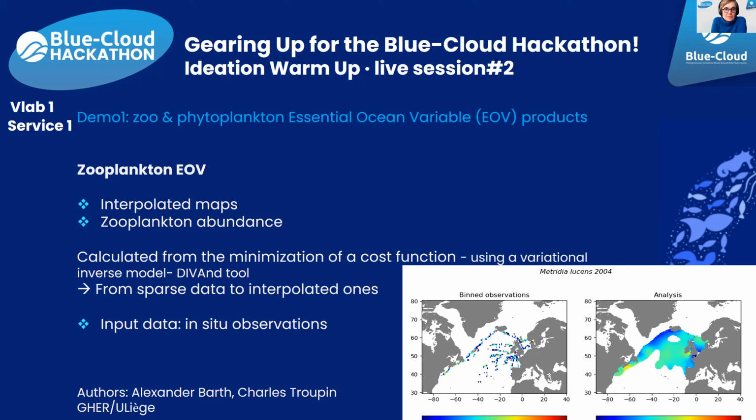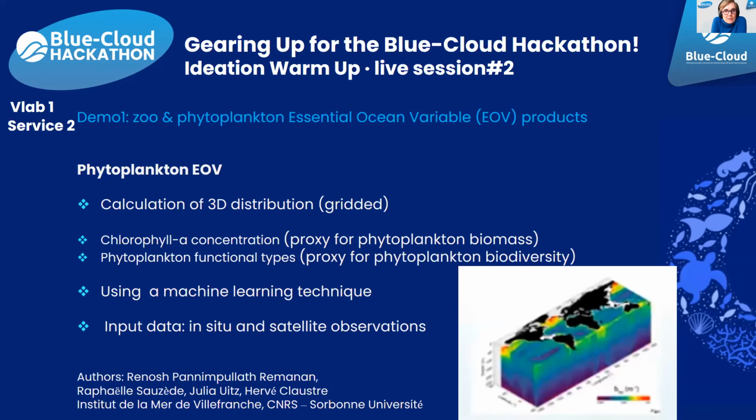The second service in this VLab is the Phytoplankton Essential Ocean Variable. This service provides the 3D gridded distribution of phytoplankton biomass and biodiversity using a machine learning technique. The input data are in situ sparse data and satellite observation, which is along-track data. And at output, you have a 3D distribution of these data.